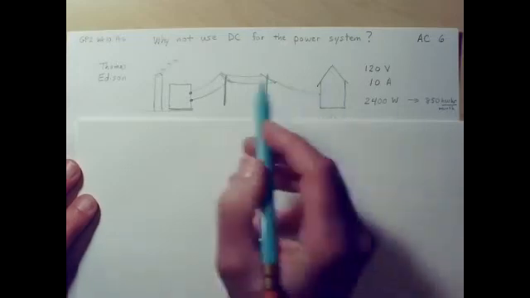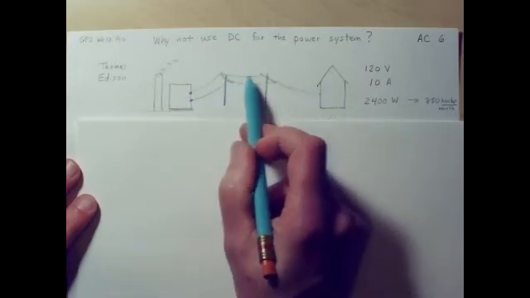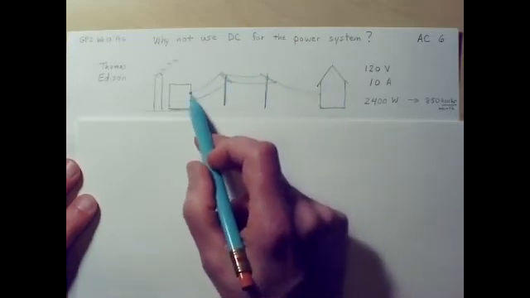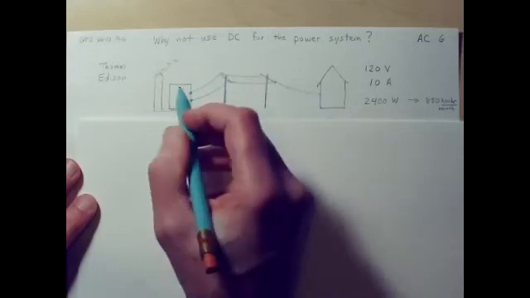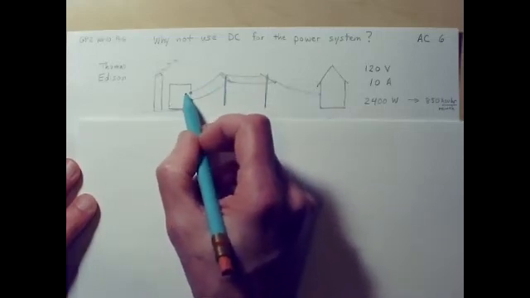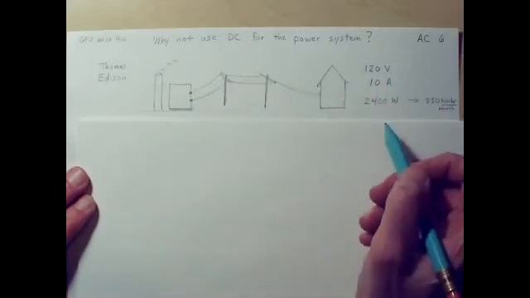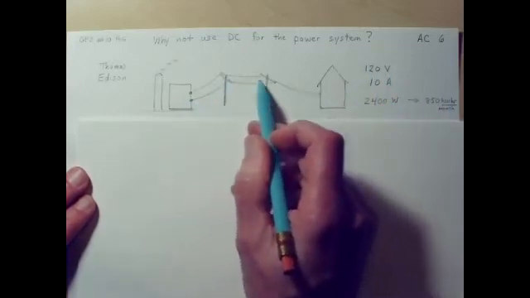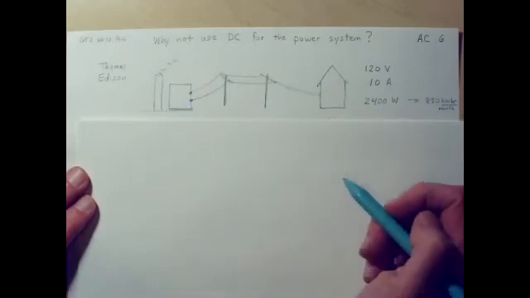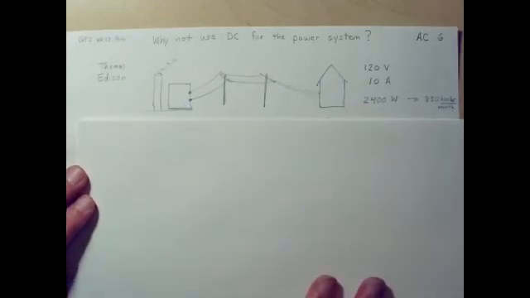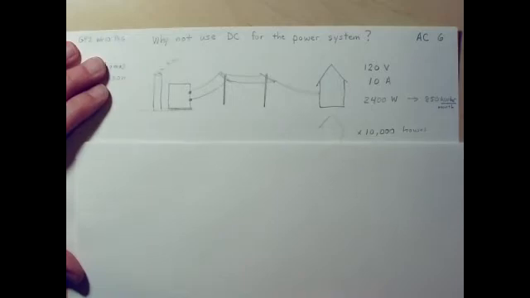Now, if we imagine a power station connected up directly, so that the generator over here would be generating 120 volts DC, and your house would be using 120 volts DC, and this 10 amps would flow straight from the generating station. That's fine when there's one house. What happens when you start adding houses?